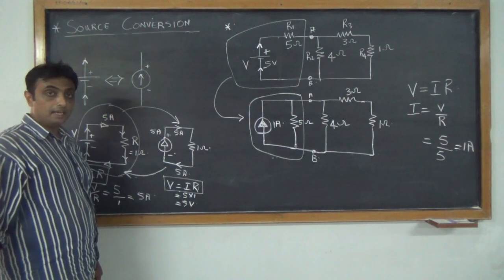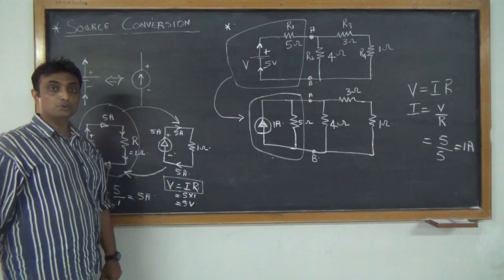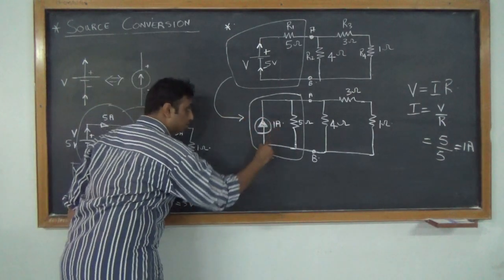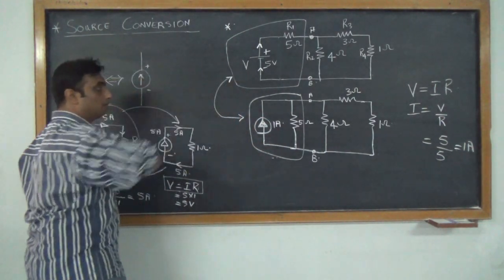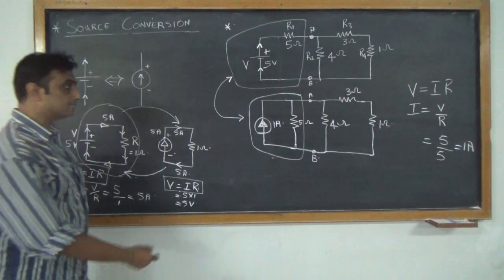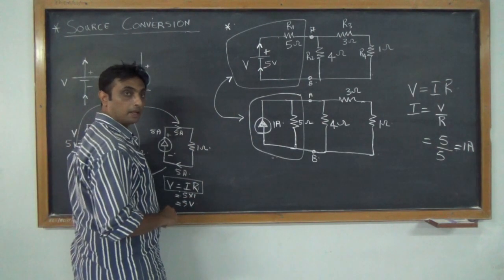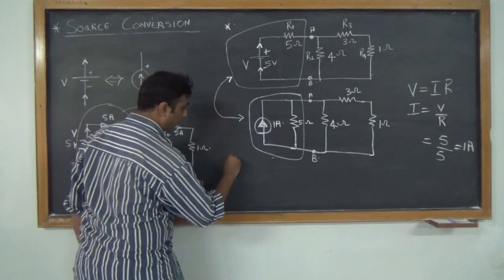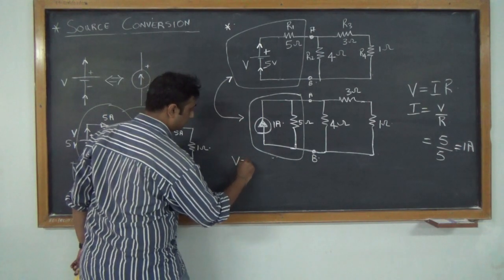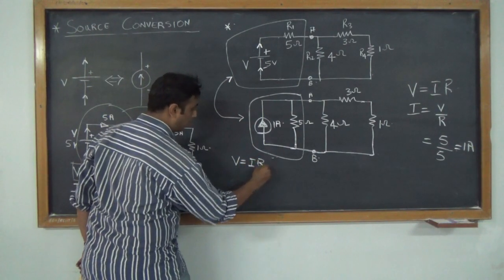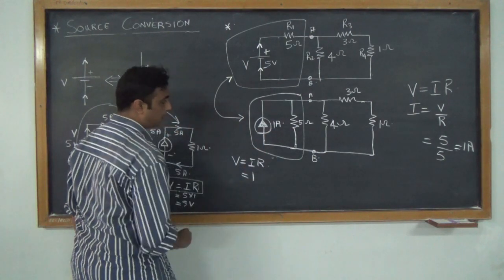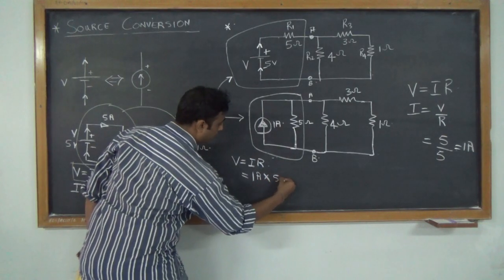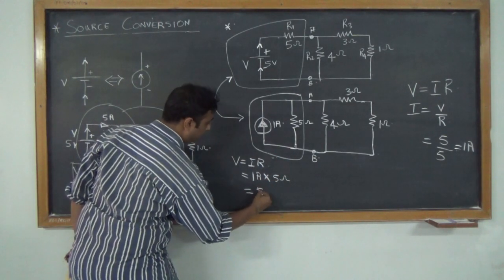In the same way, the reverse is also true. If you can convert your voltage source to a current source, your current source can also be converted to a voltage source. So now let's see how this conversion is possible. If you want to convert this current source to a voltage source, again we go on Ohm's law, which states that V equals to I into R. What is my I? 1 amp into R, which is 5 ohms. So I get 5 volts.